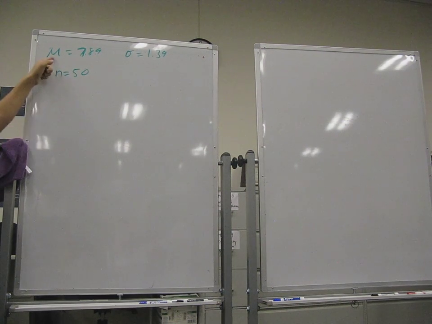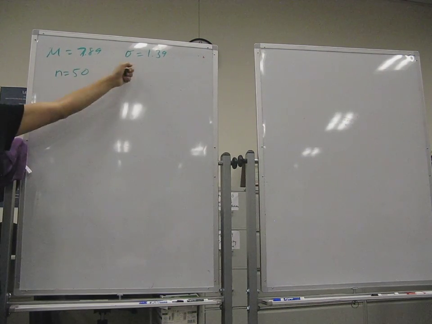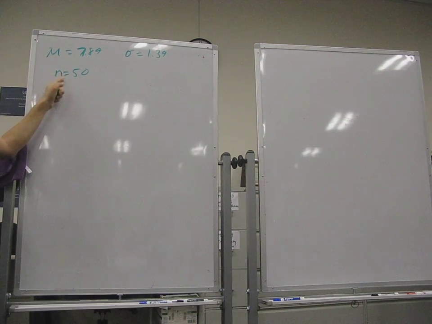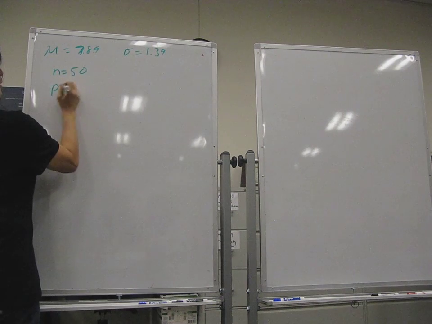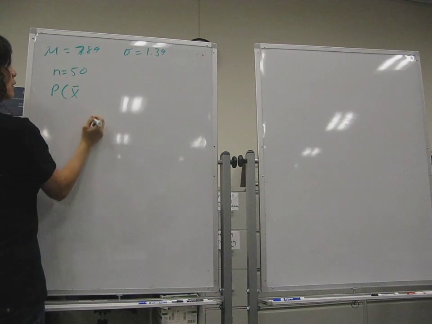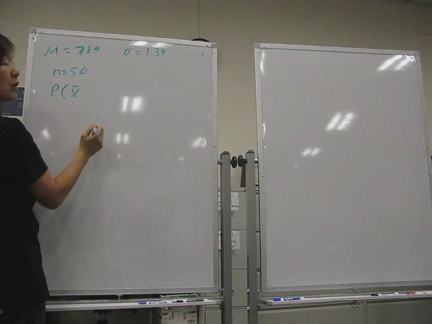Right? So once I have a mean and an n, that means it's central limit theorem. Mean and standard deviation means normal distribution. So it's normally distributed, but it's also central limit theorem because I have an n of 50. So I want to find the probability that the average price, x bar, is more than $8.